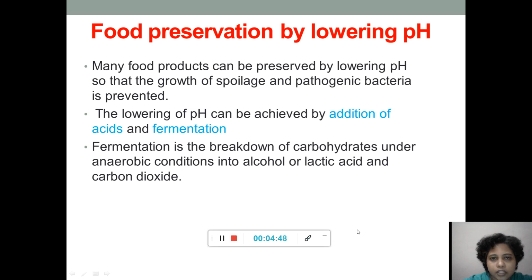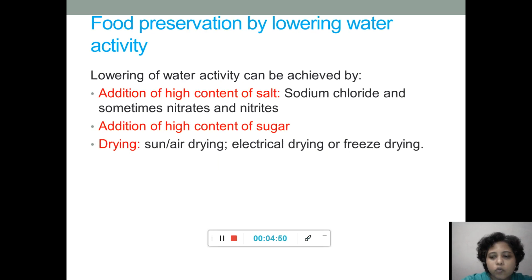So let's go into the next principle. The second one that we have is food preservation by lowering the water activity. Water activity is the amount of water available for the microbes to grow. If you reduce the water activity beyond a particular level, the microbes cannot grow.